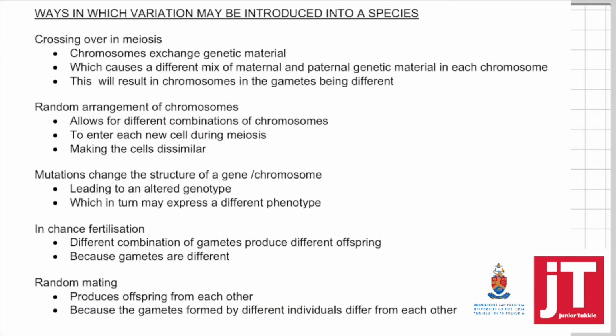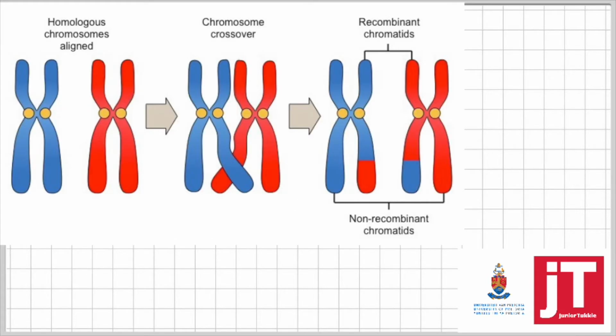Now, let's look at causes of variation, or how variation is brought about. The first one is crossing over in meiosis. You would have already done this in the section on meiosis. If you look at the picture, here are your homologous chromosomes.